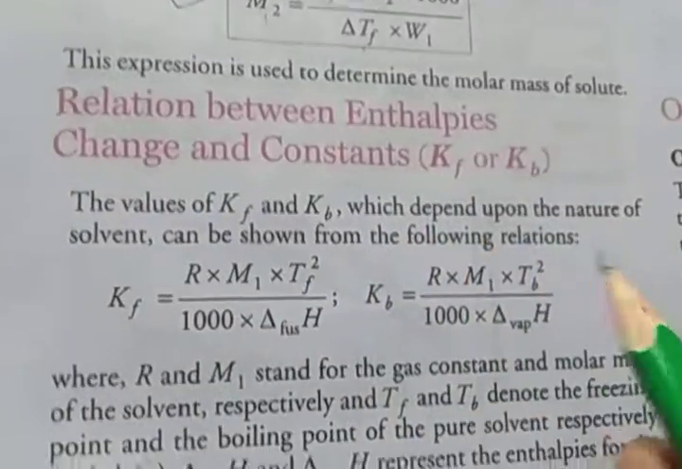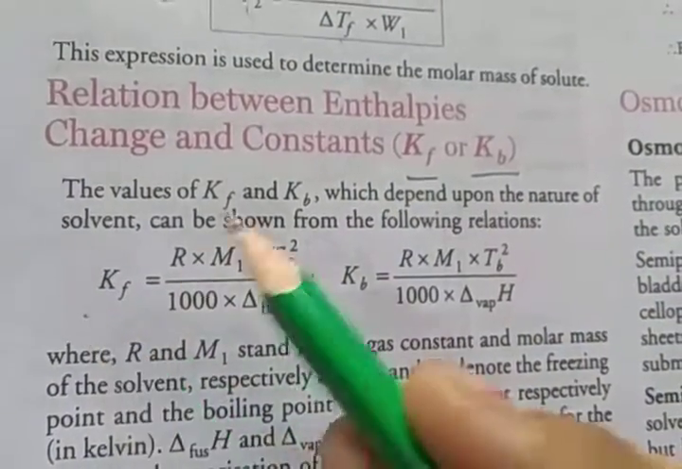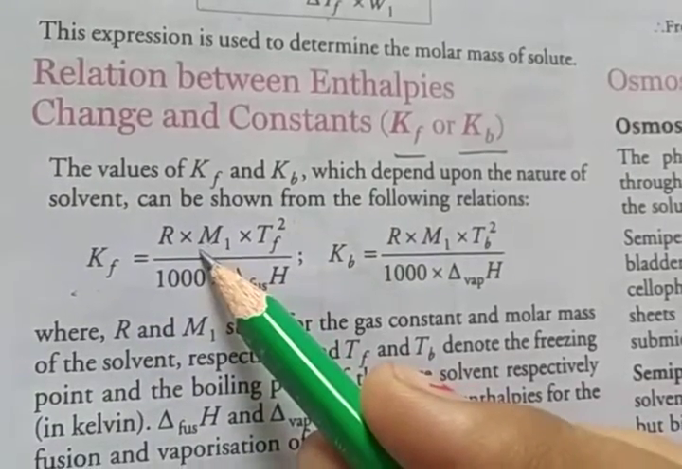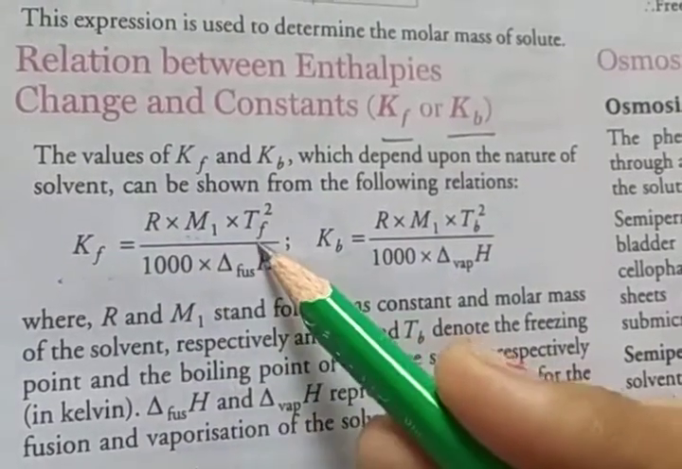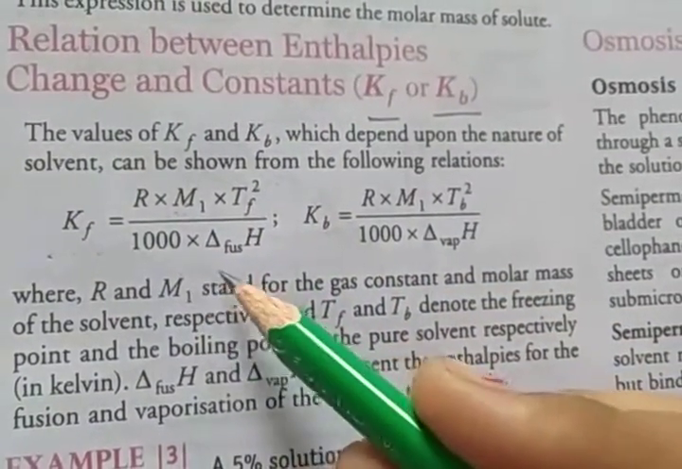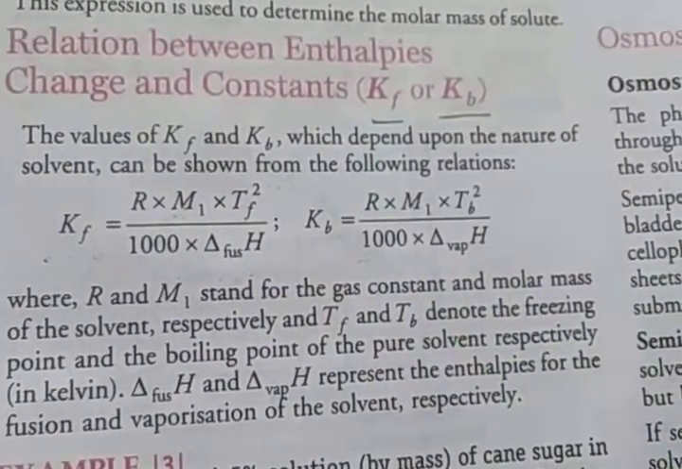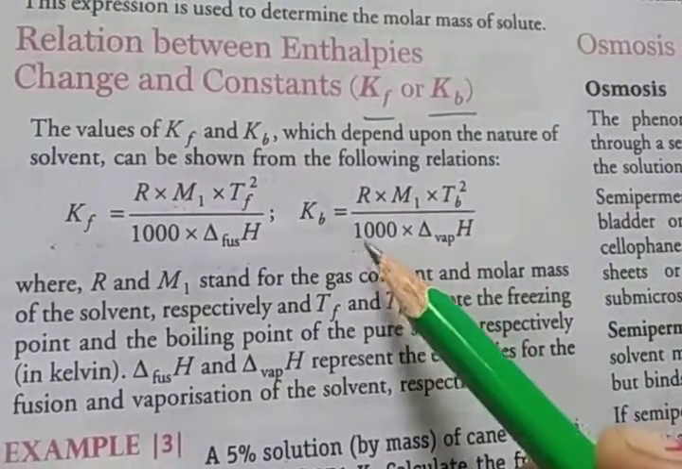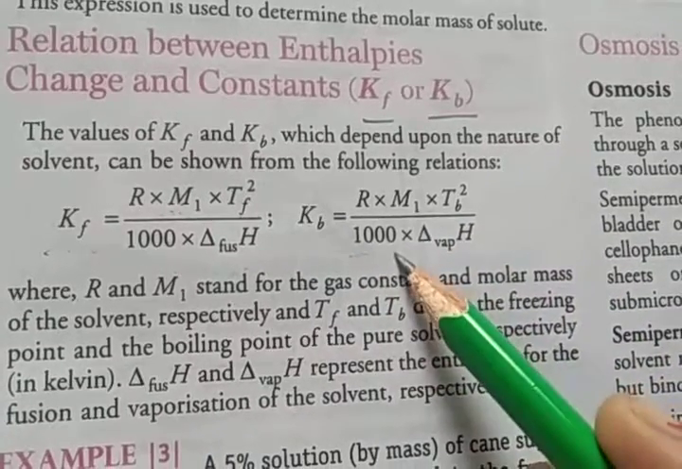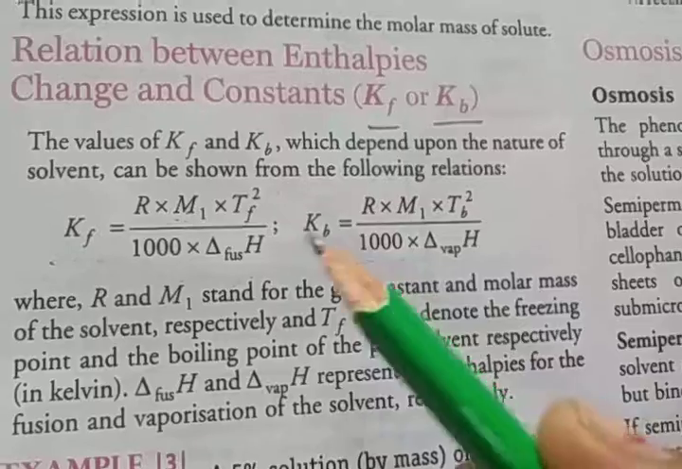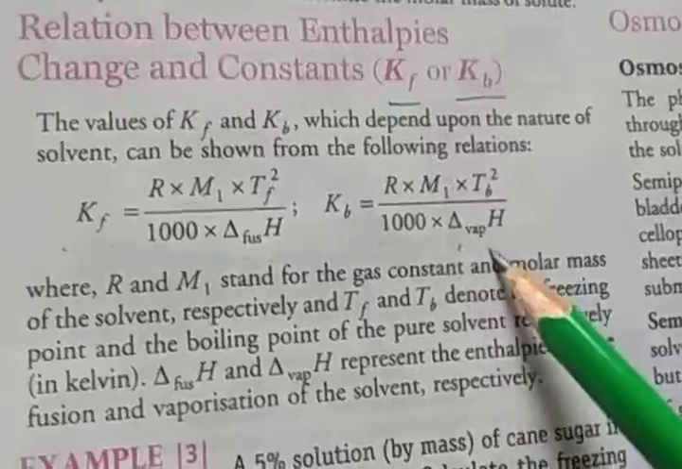Then the relation between the enthalpy change and the constant. The values of KF or KB depend upon the nature of the solvent. So the formula you learn: KF is equal to R into M1 into TF square divided by 1000 into delta fusion H, and KB, the elevation in the boiling point constant, is R into M1 into TB square divided by 1000 into delta vaporization H. Because here it is the freezing point, we use fusion enthalpy, and here it is the elevation in boiling point, so vaporization.